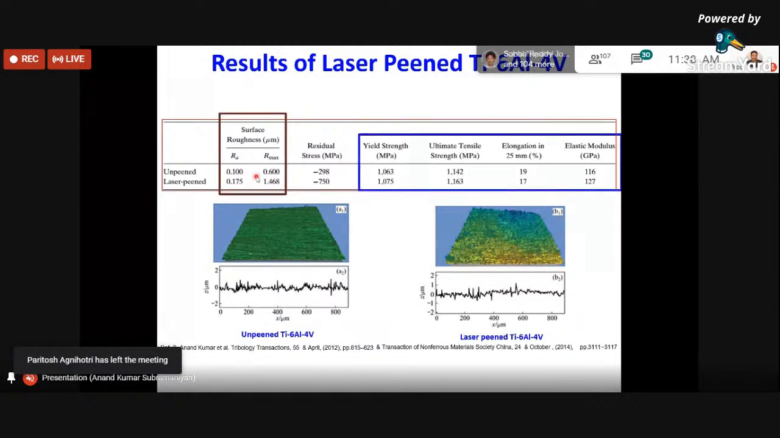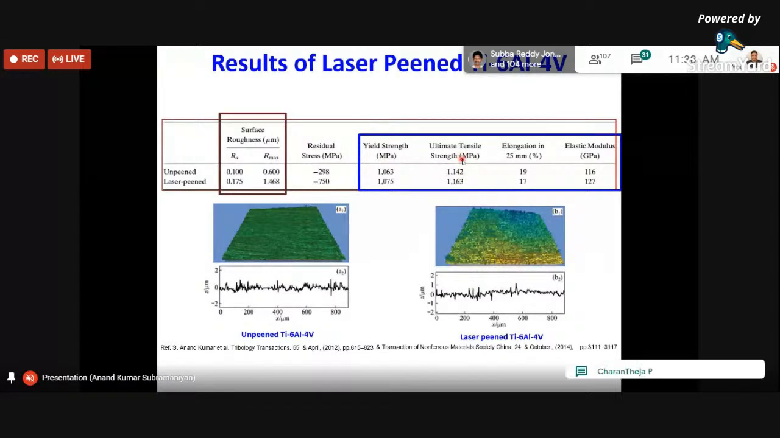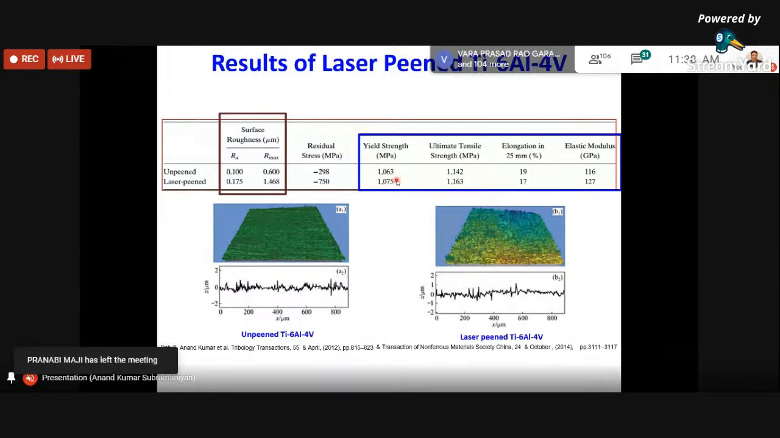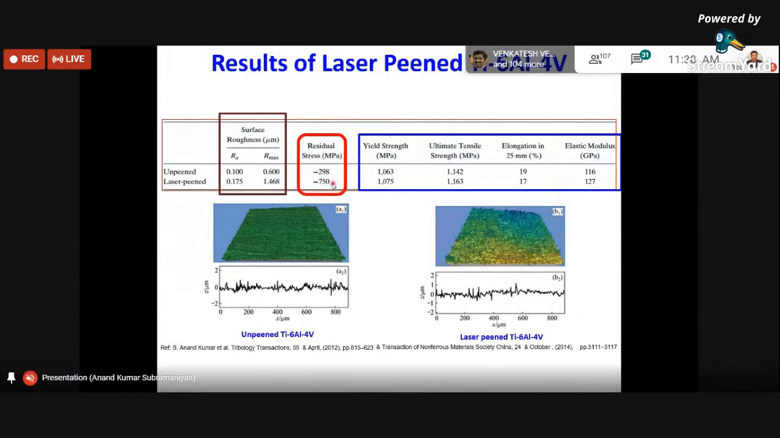But you can see that when we do some tensile property investigation, that also tells us not much significant difference between the unpeened and laser peened sample. However, for residual stress, you will see that increased surface compressive residual stress is getting developed compared to the unpeened sample, which is the characteristic of laser peening.